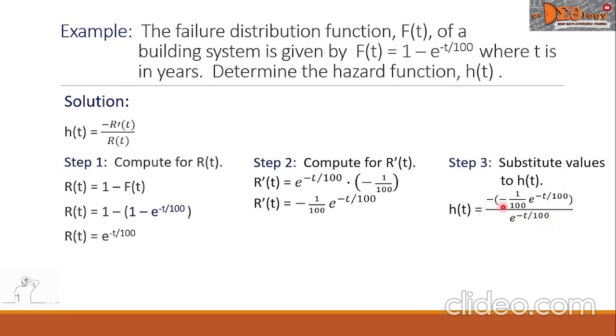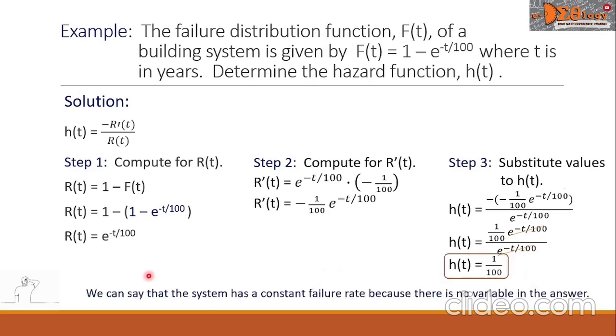This negative and negative becomes positive, so we can rewrite our formula like this. Simplifying further, we can see that this e raised to negative t over 100 is common in the denominator and numerator, so we can cancel the expressions. So the final answer for h of t is 1 over 100. Note that we can say that the system has a constant failure rate because there is no variable in the answer.